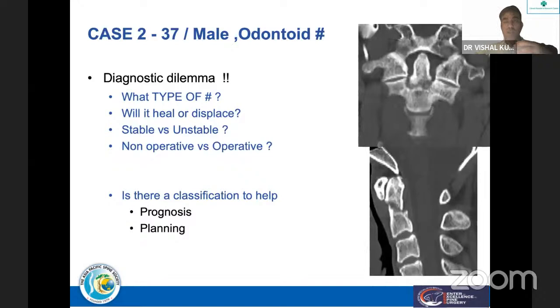Now, whenever we see fractures of the odontoid, we always tend to have a dilemma. How do we manage them? And what type of fracture is this?